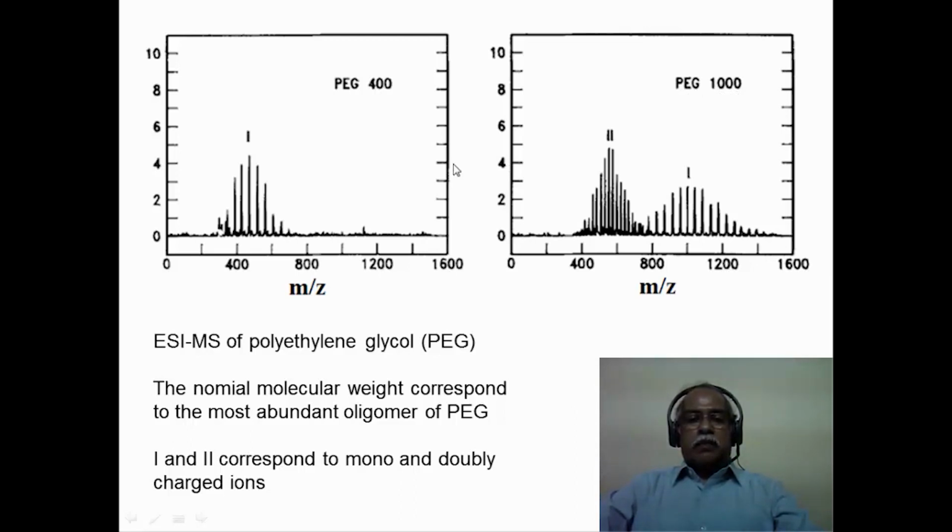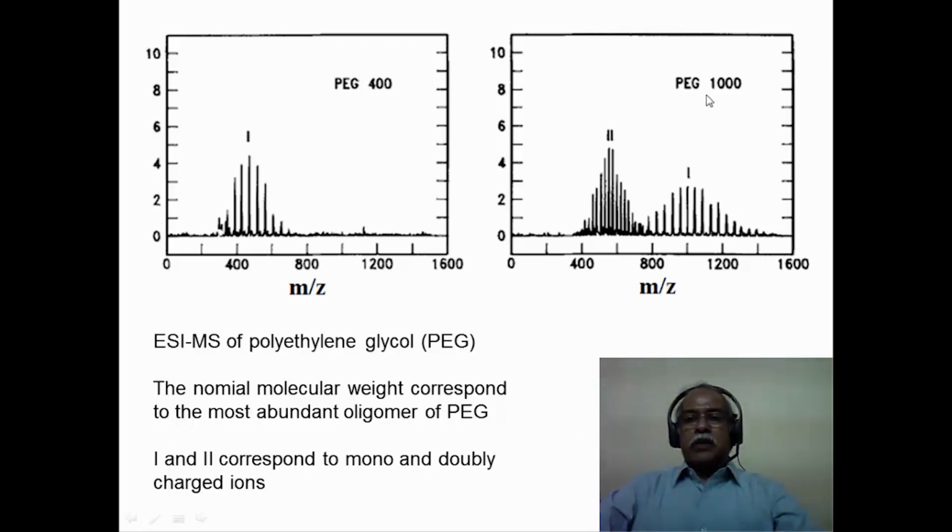So when you analyze the polyethylene glycol using electrospray ionization mass spectrometer, this is a kind of spectrum that one gets, almost a Gaussian distribution of molecular weights, because the polydispersity index is not equal to 1. So you have many molecular weight distributions present in this particular system. However, the nominal molecular weight corresponds to the most abundant oligomer in this particular system. In other words, the most abundant oligomer could be somewhere around 420 or 440 or something like this. That corresponds to the molecular weight of about 400. So that is why it is called polyethylene glycol 400 in this particular case.